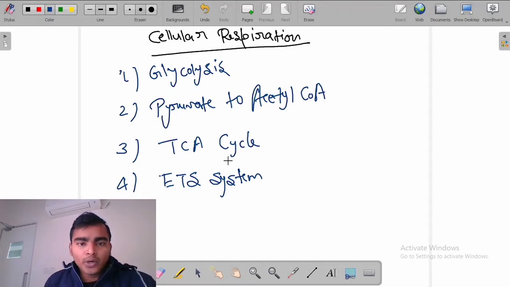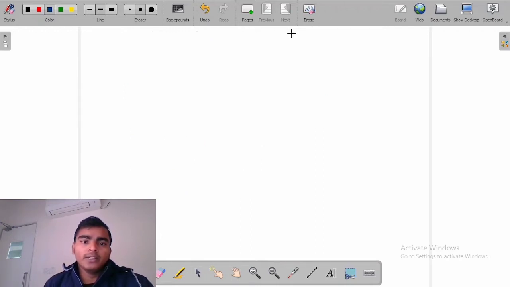These are all the important steps involved in cellular respiration for the production of ATP, or adenosine triphosphate molecules. First of all, we are going to see the basic steps of glycolysis. What are the enzymes incorporated in the glycolysis pathway? How are glucose molecules broken down to form pyruvate molecules? Okay, so now we are going to talk about glycolysis.